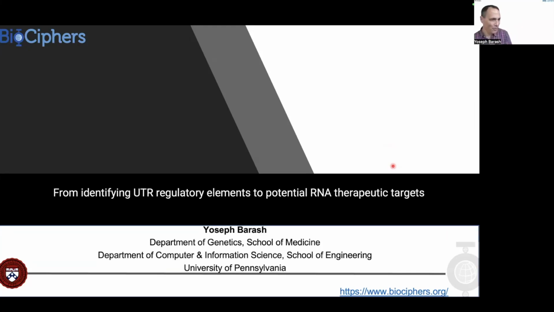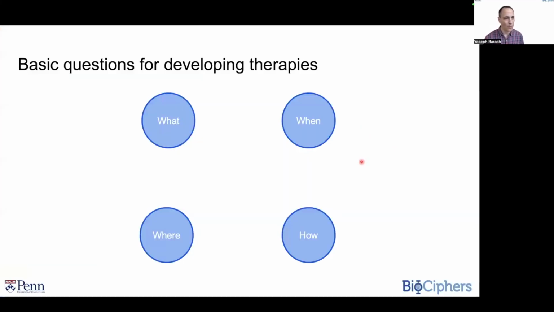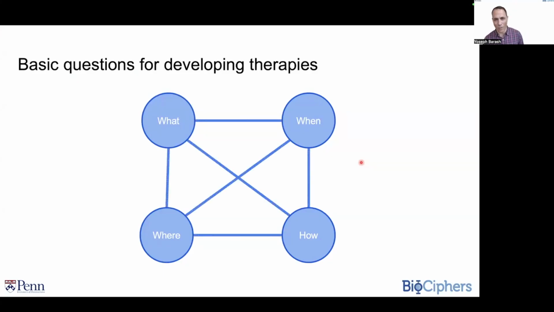So I'm going to talk about identifying regulatory elements in the UTR, also as potential therapeutic targets, but also just what insights can we get from this? Okay, so the basic questions for developing therapies are the what, the where, the how, and also the when in specific cases. And really today, they're all very interconnected.